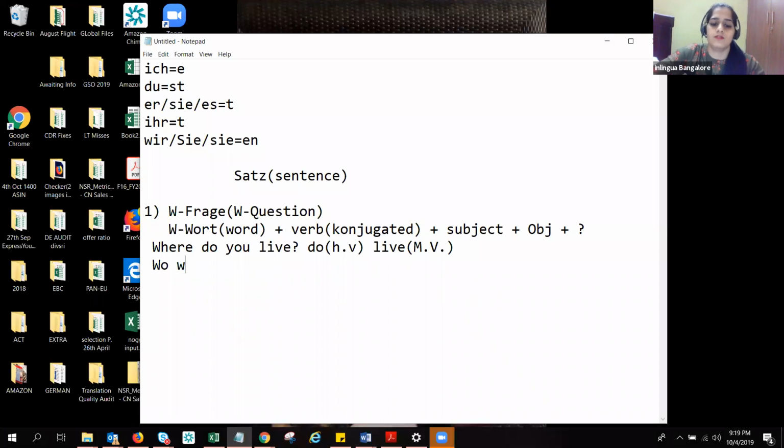So live is wohnen. And there is one more verb for live, which is leben. So you can use either wohnen or leben. Generally, when we are introducing ourselves, when we are telling about ourselves, we use the verb wohnen. Leben and wohnen both mean to live. Both meanings are similar. There is no such difference.